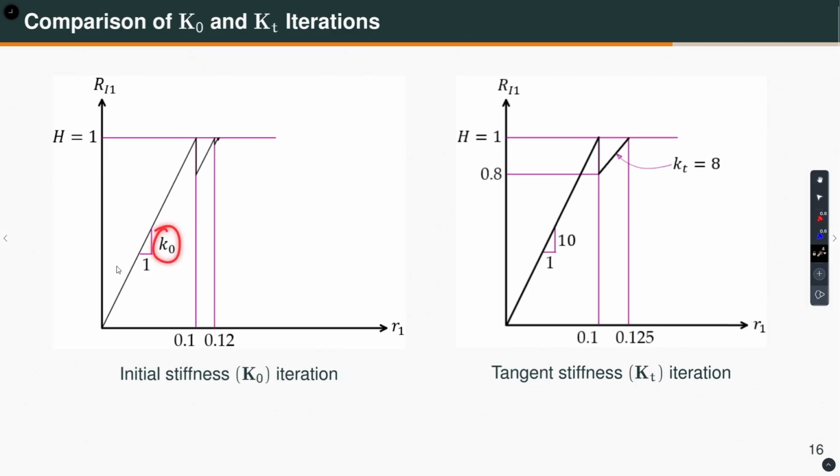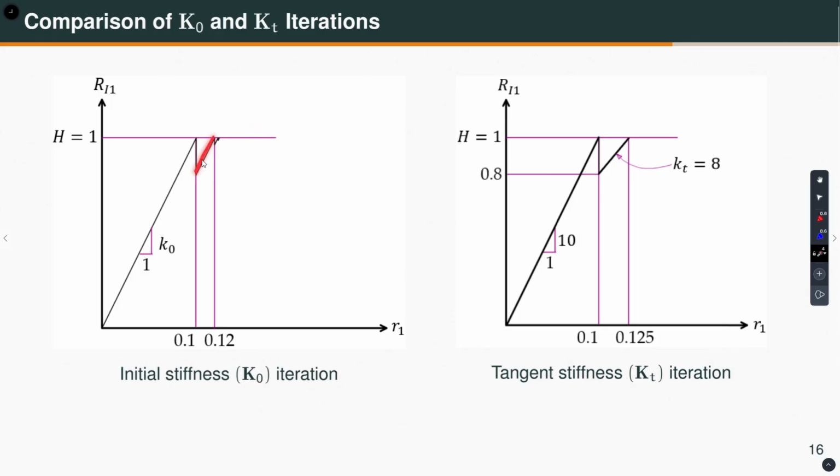So, basically this is K0 in scalar form because I am plotting only one DOF here. This is the applied horizontal load, unity. So, you go like that, but your internal resisting force is here. So, this is your unbalance. You try to drive this unbalance to 0.